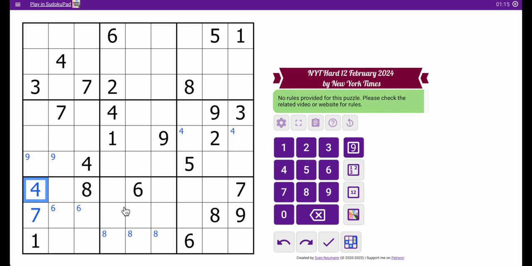Okay. In the middle three rows, I'll be able to place a six in column 6, but that's all I'm going to get. In the rightmost three columns, I can do a lot. There's a 9 in one of two spots. Here's an 8 in one of two spots.